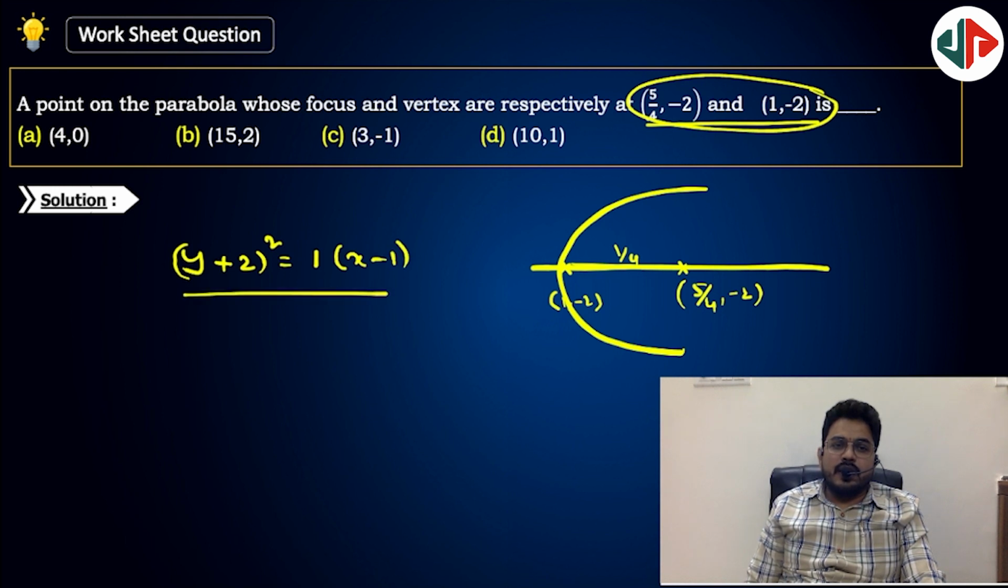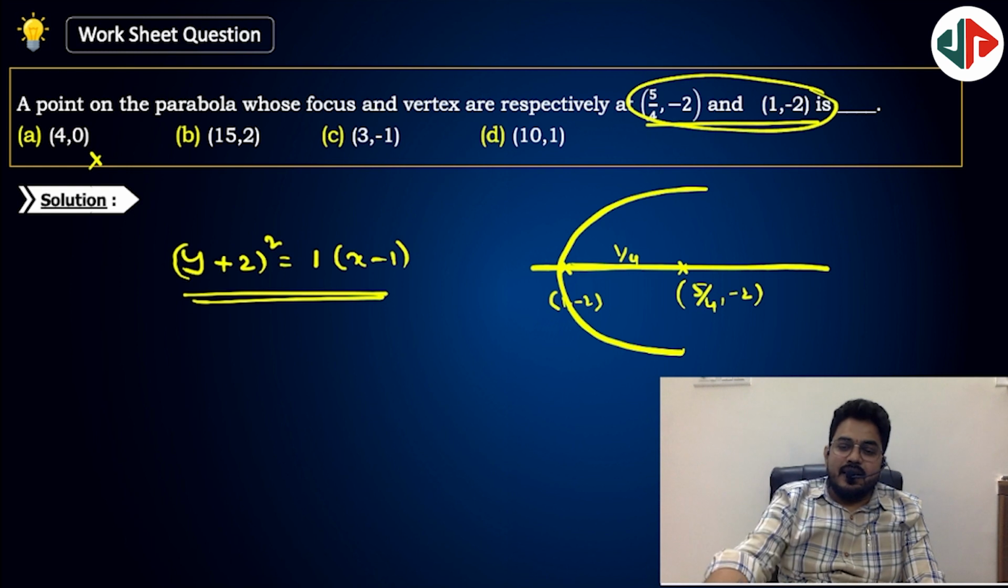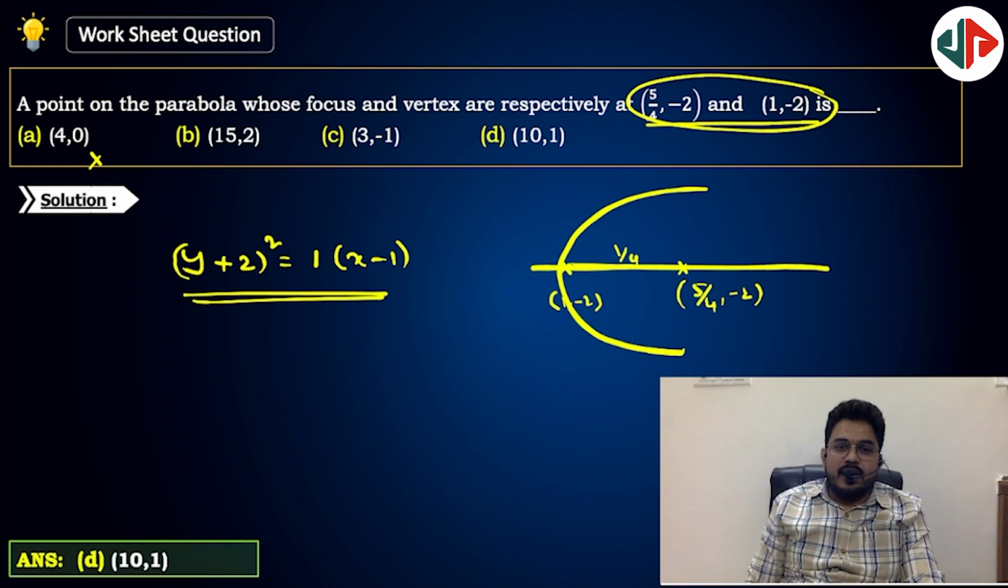So which one is satisfying? 4 is equal to first point. No. Second point. 15 minus 1. So 15 minus 1 is equal to 14. No. 3 comma minus 1. Okay. And next one 10 comma 1. Yes. 10 comma 1 is the answer. Why? When you substitute x is 10, this value will be 9. This value will be 3 square.